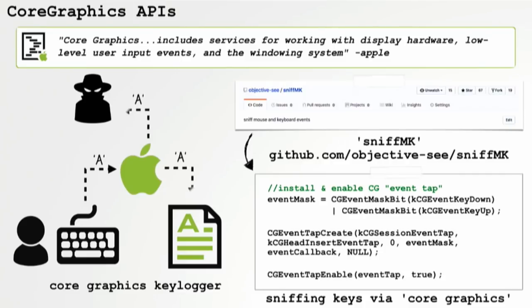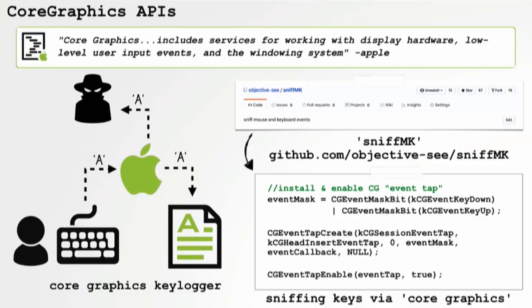Now, probably the most common way that attackers seek to interact with these UI prompts programmatically is using Apple's Core Graphics framework. And Apple notes you can use this Core Graphics framework to do things like low-level user input events. So yes, you can legitimately generate synthetic events. But you can also use this framework to do things like sniff or capture mouse and keyboard events. So this is useful, as we'll see, for example, for analyzing malware that generates synthetic events, because we want to be able to sniff and record those activities.